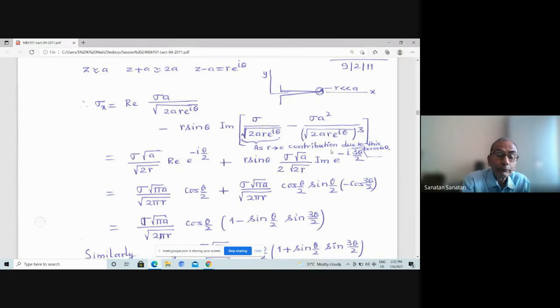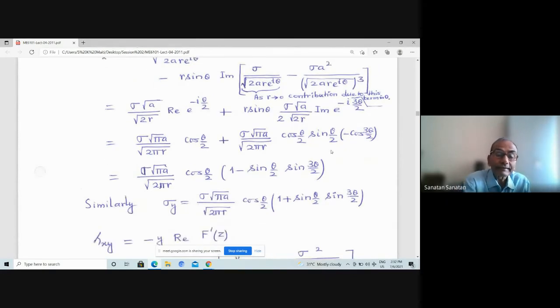So this will give you sigma root pi a by root 2 pi r cos theta by 2 plus sigma root pi a by root 2 pi r cos theta by 2 sin theta by 2 minus cos 3 theta by 2. Finally, with a little more simplification, it gives you sigma root pi a by root 2 pi r cos theta by 2 into 1 minus sin theta by 2 sin 3 theta by 2. Similarly, sigma y has a similar expression: sigma root pi a by root 2 pi r cos theta by 2 into 1 plus sin theta by 2 sin 3 theta by 2.